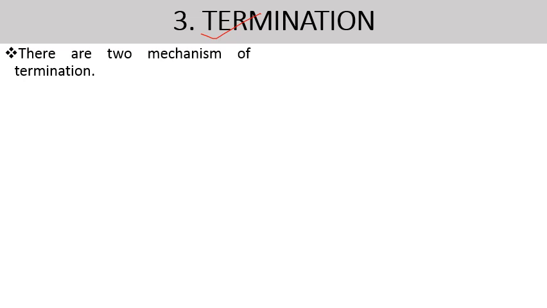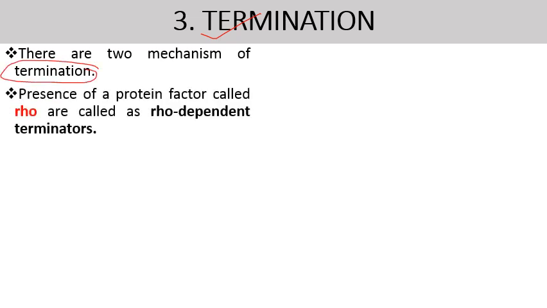Then the third step is termination. It is a signal for stoppage of the transcription process. There are two mechanisms of termination. One is the presence of a protein factor which is required for termination, known as the Rho factor, and this is called Rho dependent termination.